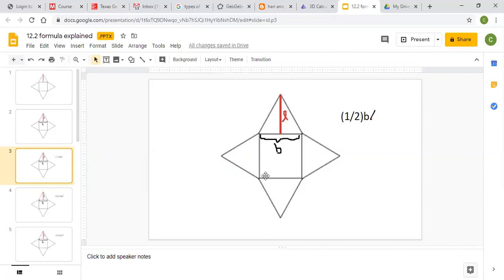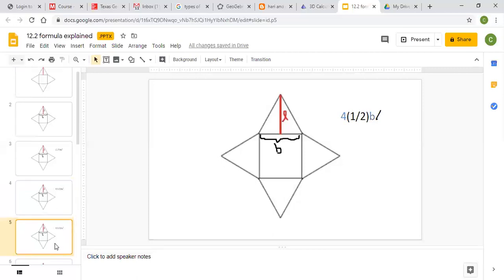Also, since this is a square, all of those should be B. And therefore all of these will have the same area because they'll all have the same height as well, the slant height. If I look at all 4, I'd have 4 times 1/2 base times slant height. Now this tells me right here the lateral area of my pyramid because this is the area of all my lateral triangular faces.